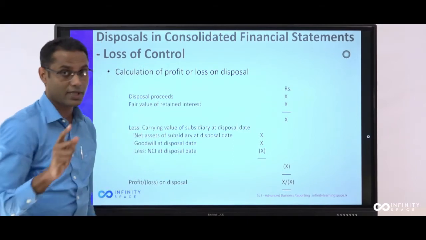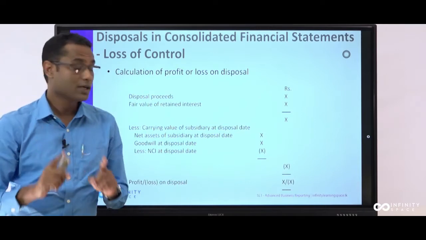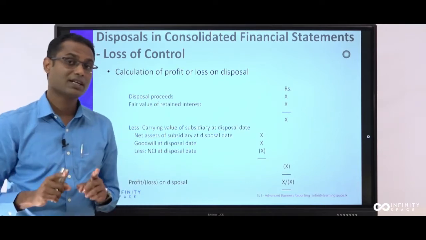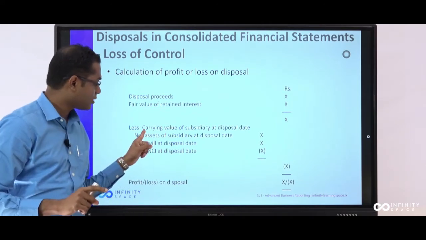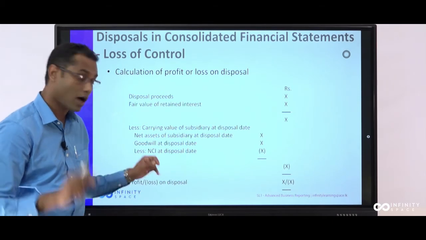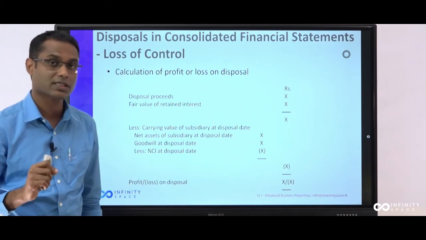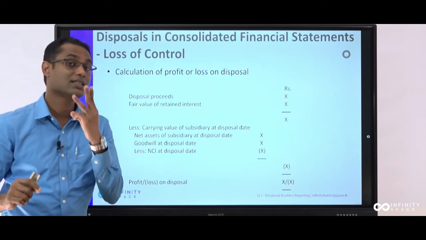Okay, you take the fair value of that, then you take the total answer. After that I told you all, at the disposal date you need to derecognize three things. First one, you need to calculate the carrying value of the subsidiary at the date of disposal. That has to be deducted. So how to calculate the carrying value of the subsidiary at the disposal date? You need to derecognize the three things I have mentioned.